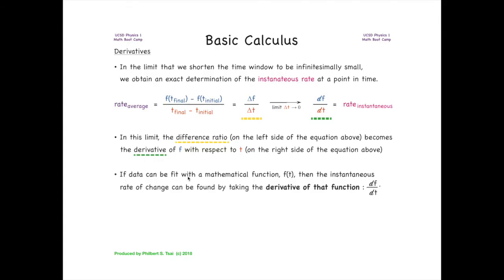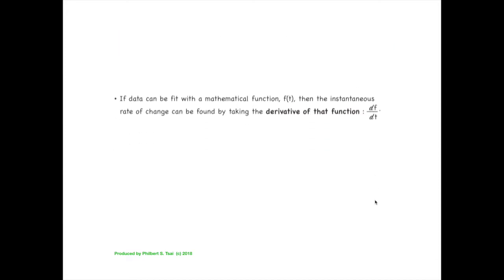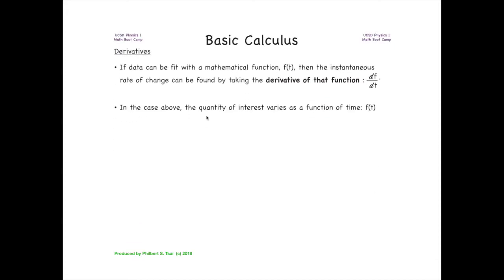If the data can be fit with a mathematical function, say f of t, then the instantaneous rate of change can be found by taking the derivative of that function, df dt. Now, in the case we just discussed, the quantity of interest varies as a function of time. That was the tumor volume growing.